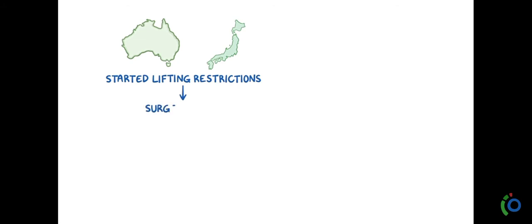Looking at the current pandemic, over the last month, some countries like Australia and Japan started lifting restrictions and have already seen a surge in the number of cases.